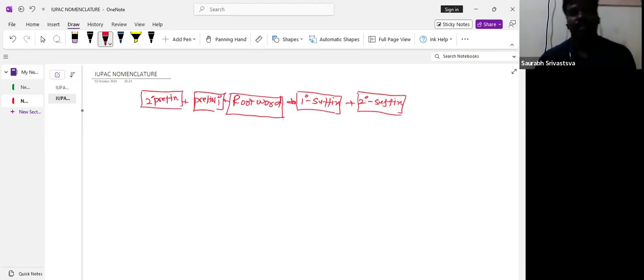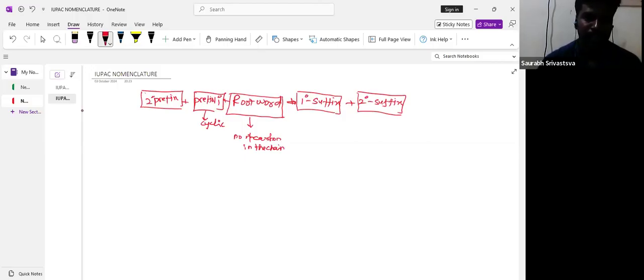First, the root word. What is meant by root word? Root word is nothing but the number of carbons in the chain. Next, primary prefix means whether the compound is cyclic or not. If it is cyclic, then we should write the primary prefix, cyclo. If it is not cyclic, the primary prefix is absent.